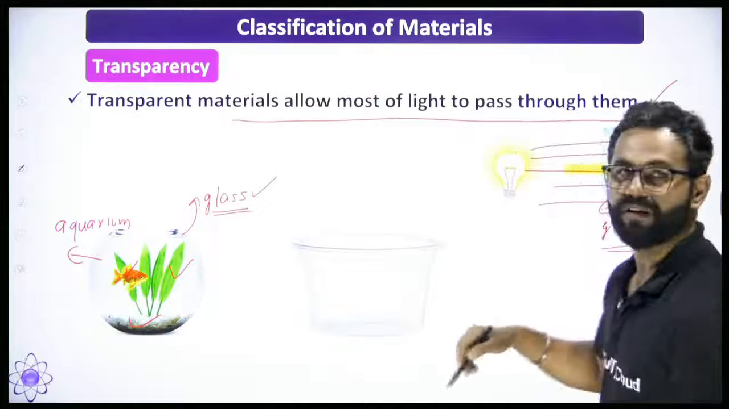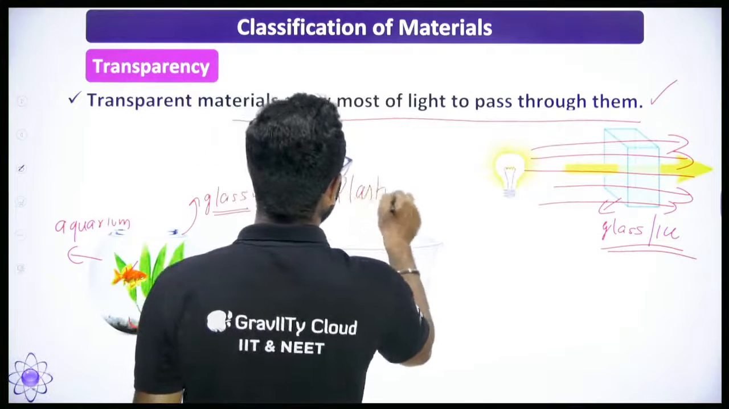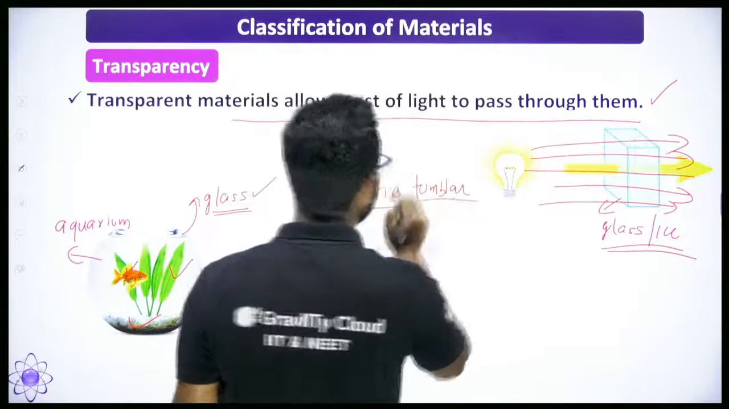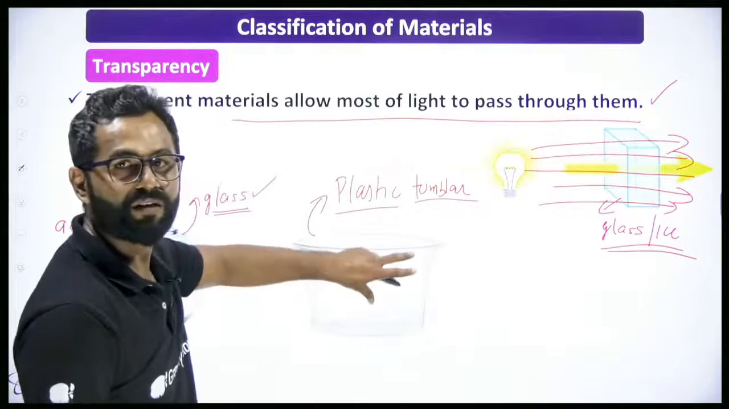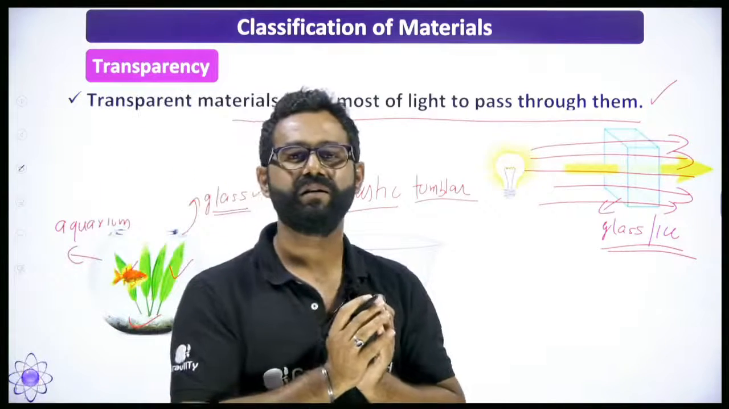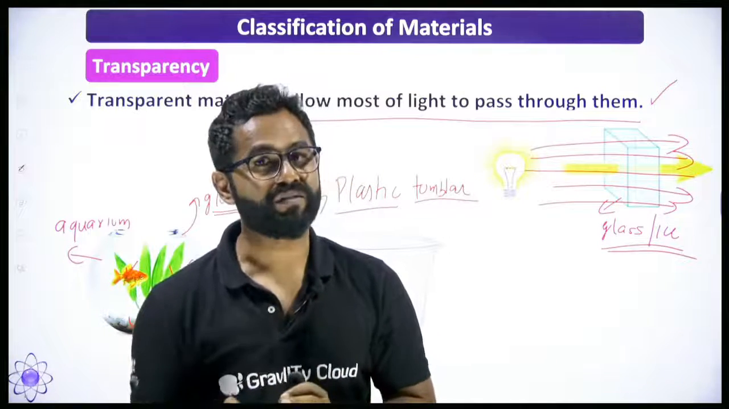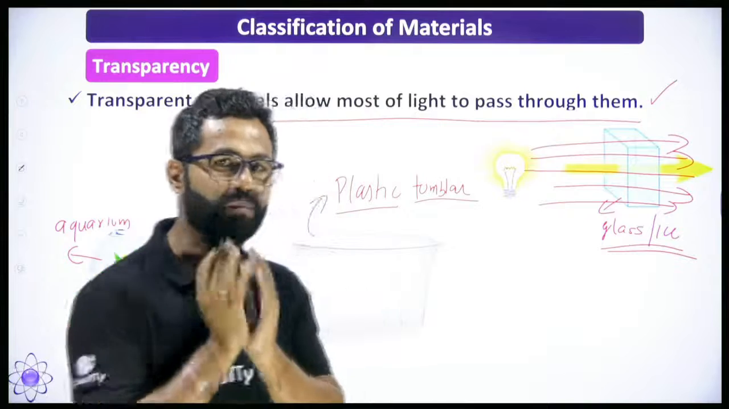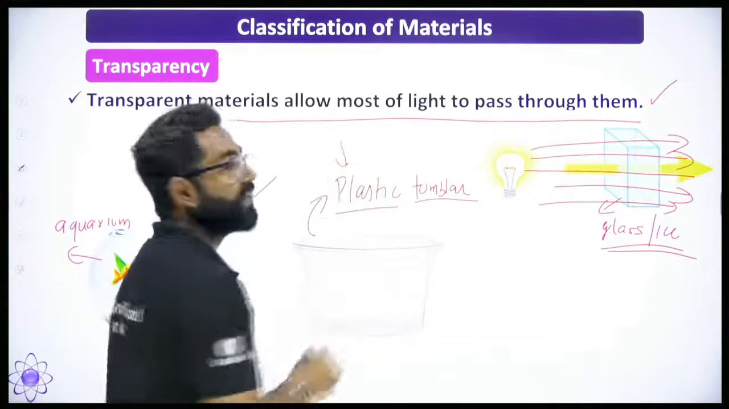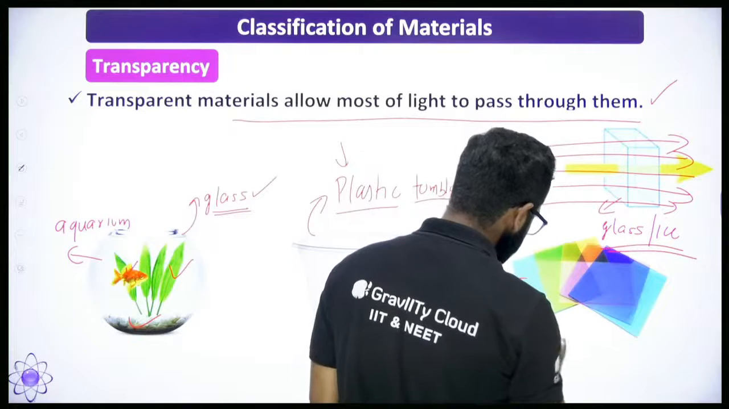Similarly, the plastic. This is called plastic tumbler. So few of the plastic materials or few of the plastic jars, they are also transparent in nature. Few of the plastics, they are opaque, and few of the plastics, they are translucent. But some of the plastics like this one, they are transparent in nature. So this is transparent plastic. Similarly, the sheets, plastic sheets.